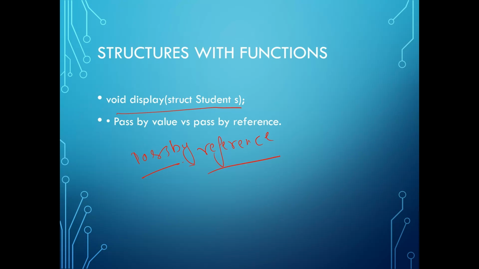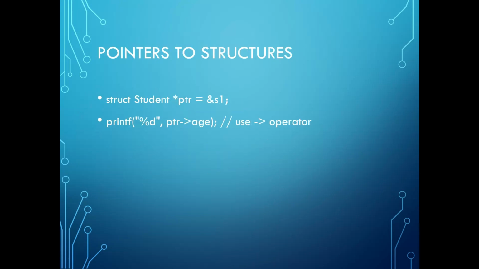One more concept is there, pointer to structures. So how do you define the pointers to structures? So here instead of s1 dot age, we use the pointer p, arrow operator, age. The arrow operator is used for structure pointers. Okay. So that's how you call the pointer to structure.